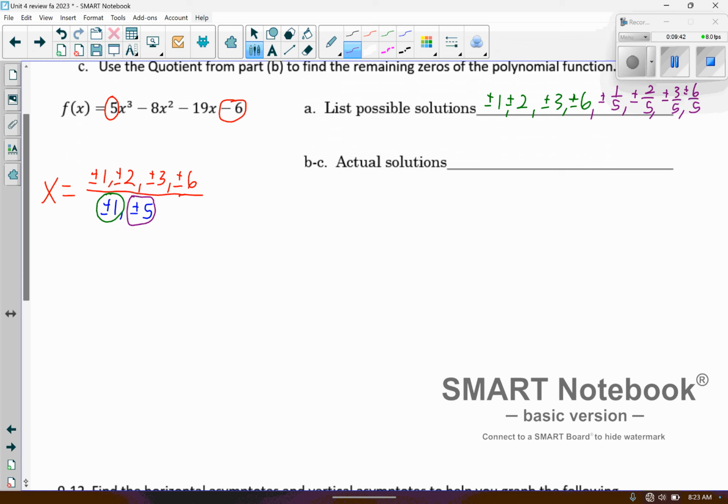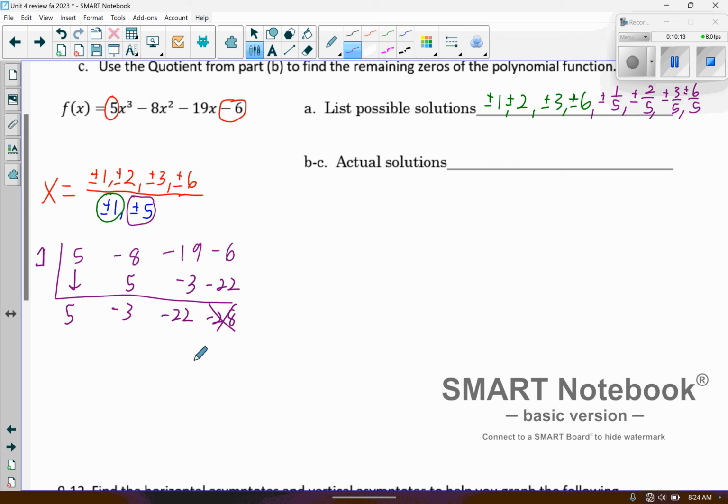So now we're going to set up the synthetic division. So we make that little rectangle here. And let's see. So we're going to have 5, -8, -19, and -6. And so I'm just going to go in order. So I'm going to start with 1. So we drop the 5. 5 times 1 is 5. 5 plus -8 is -3. -3 times 1 is -3. Add that together, that's -22. I can already see this is not looking good. I get -28. So that's 1 does not work. So let's try another one. So I make my little rectangle box.